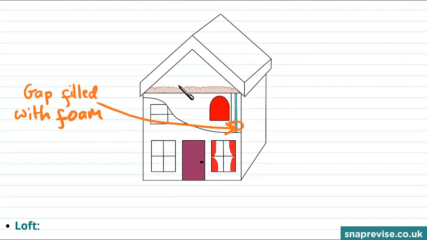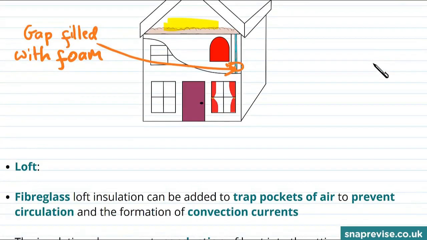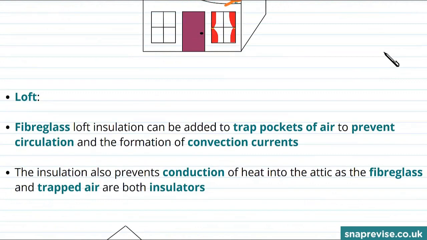Now let's move on and talk about the precautions we can take in the loft of the house. So in the loft, fiberglass loft insulation can be added to trap pockets of air to prevent the circulation and formation of convection currents. So because of this fiberglass, it's difficult to start a convection current because none of the air can move very far because it's trapped in these pockets.